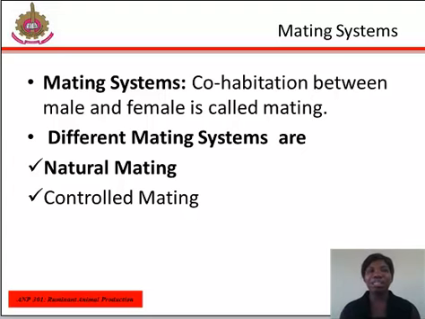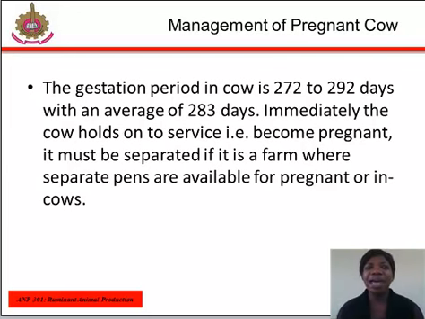This is only practiced on some government farms in Nigeria, and the main problem with the system is that of its detection. However, the system has the advantage of preventing diseases and also overcoming time and space problems. The gestation period in cows ranges from 272 to 292 days, with an average of 283 days.